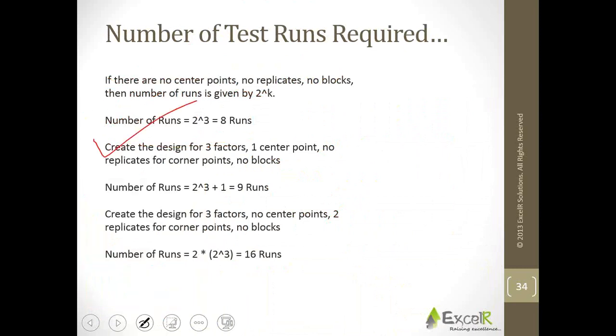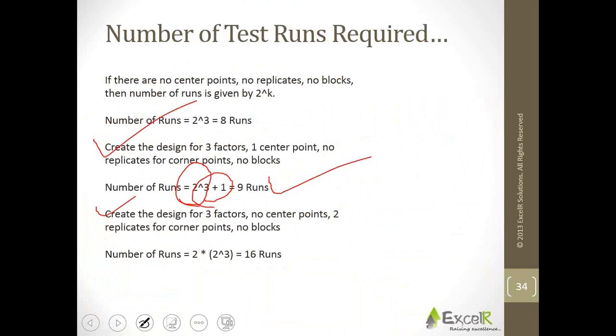Create the design for 3 factors, 1 center point, no replicates for corner points and no blocks. There is only 1 center point, 3 factors. For 3 factors, we know that the number of runs is 2 raised to the power 3, and you are adding 1 center point, which is plus 1. So the number of runs is 9.